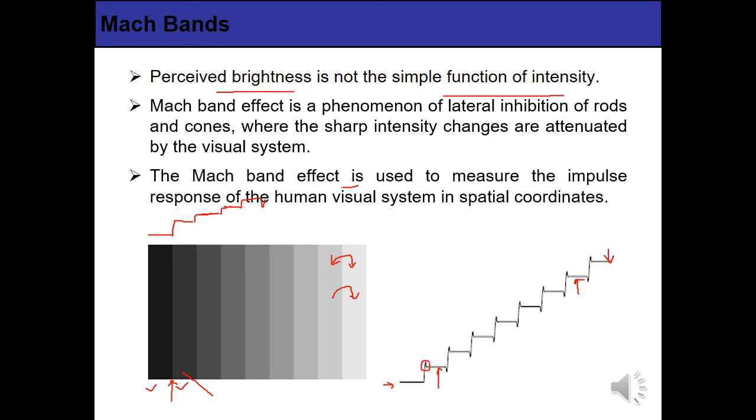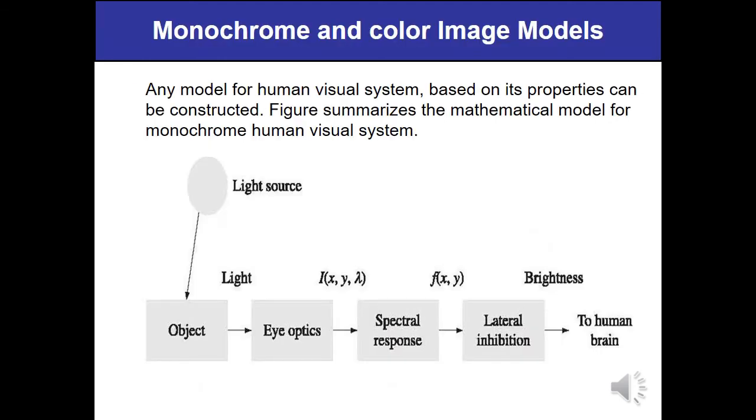Mach band effect is used to measure the impulse response of the human visual system in spatial coordinates. Spatial coordinates means that if you are writing a 2D image like f(x, y), then x and y are the spatial coordinates. Next, we'll be talking about the monochrome and color image models.